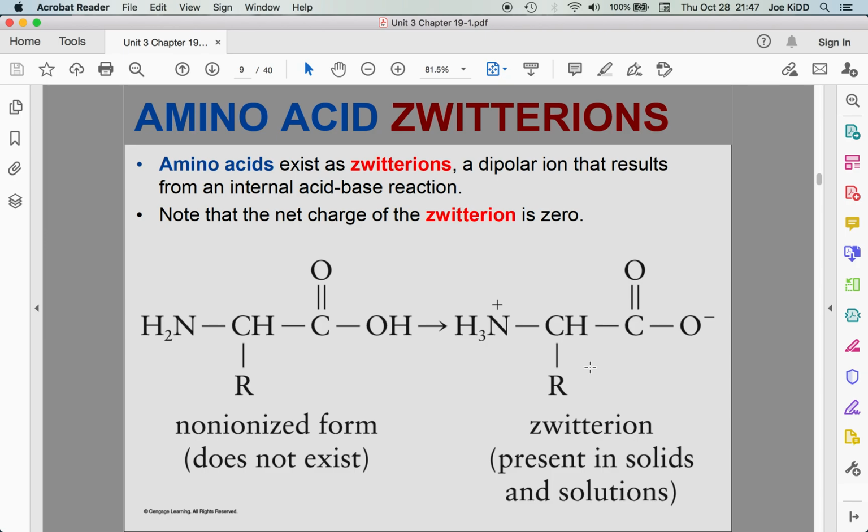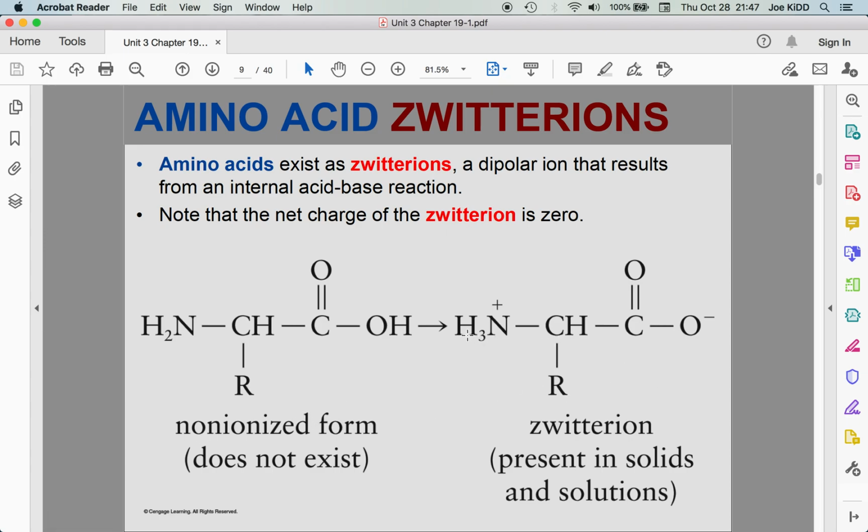So most amino acids are going to exist as what we call a Zwitter ion, which is a really fun word to say, but basically it's a dipolar ion. So it's kind of like its own acid-base reaction, right? Because when we think about an amino acid in this kind of backbone, we have an acid on this side and we have a base on this side. So it's like doing its own acid-base reaction, where here's the acid donating the proton, here's the base accepting it, where we get something that looks like this. This is how we normally see amino acids, not like this.